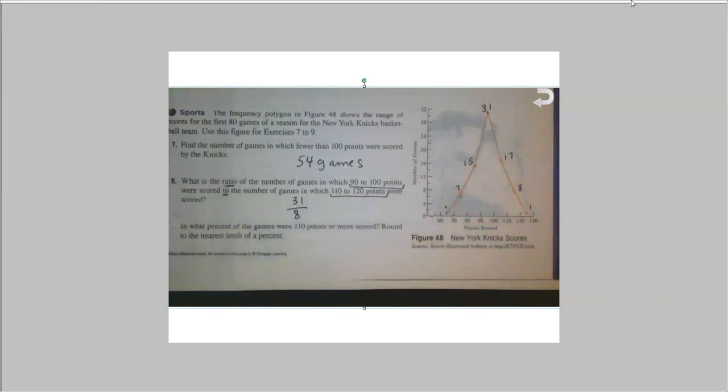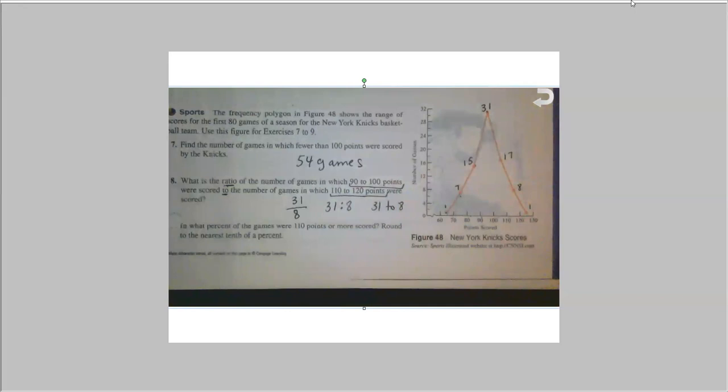So 90 to 100 would be this section right here. And if you look up, 31 games fall within that interval. Okay. Then 110 to 120. So between this section right here, there's only 8 games that fall in that region. So the ratio is 31 to 8. Remember, leave it as an improper fraction. You would reduce it if you could. You can give it as a fraction, as a colon, or with the word to, unless it asks for a specific form.